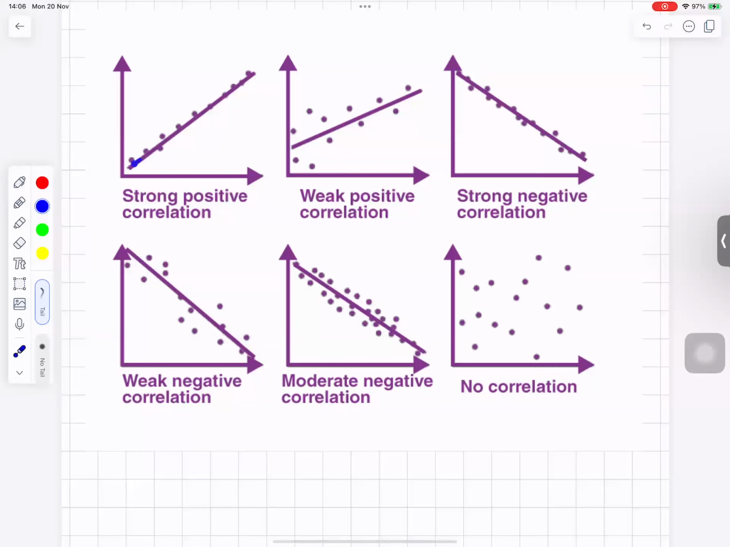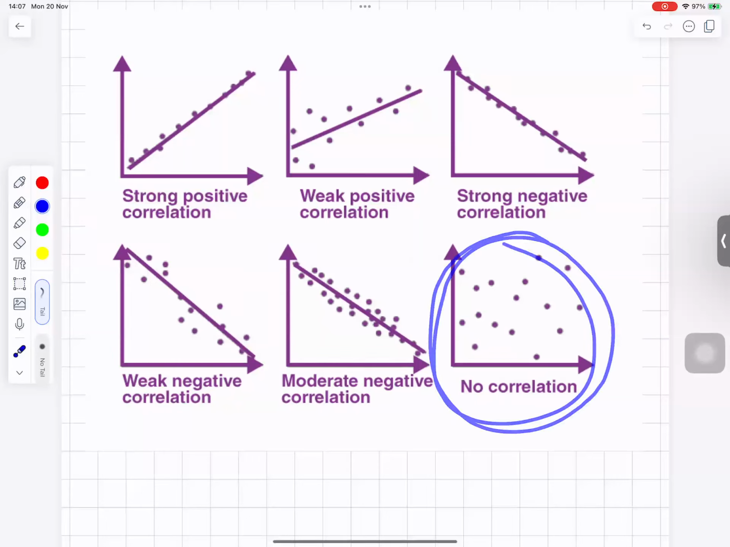If all the points are almost in a straight line, it's called a strong and positive correlation. If they are not all on a straight line, it's weak and positive. If they're on a straight line going down from left to right, it's a strong and negative correlation. If they're not all on the line, it's weak and negative. Then this is what they call moderate negative correlation. And this one is no correlation at all.